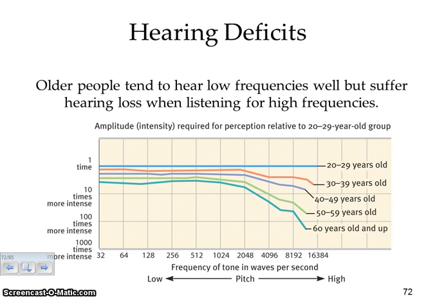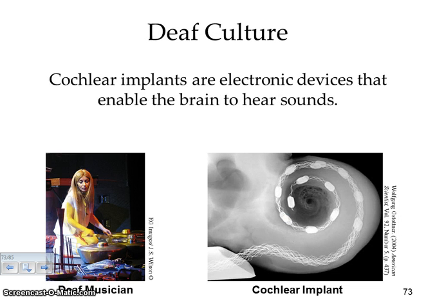Older people tend to hear low frequencies well, but suffer hearing loss when listening to higher frequencies. Cochlear implants are electrical devices that enable the brain to hear sound. They do these today, and it helps restore some of people's hearing.